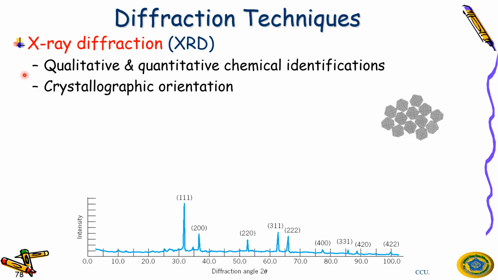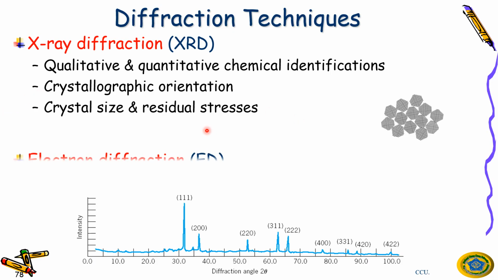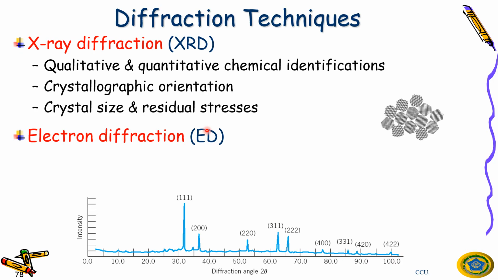It can do qualitative and quantitative chemical identification. As I just told you, qualitative means you can identify what this material is. Quantitative means how much of this plane, this surface, there is. Also crystallographic orientation, and you can also measure the crystal size and residual stresses. We haven't talked about this yet. I'm going to show you in the next lecture, or probably we still have time.